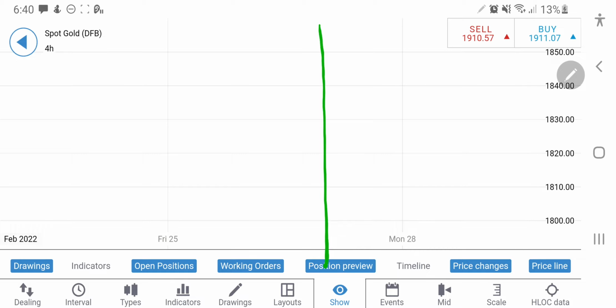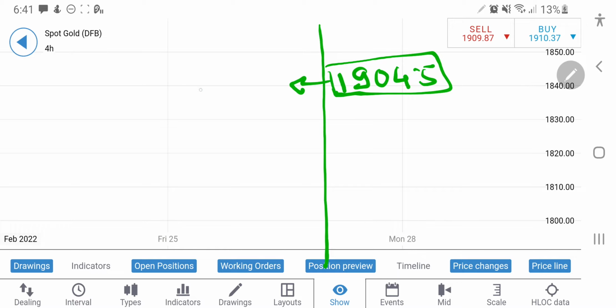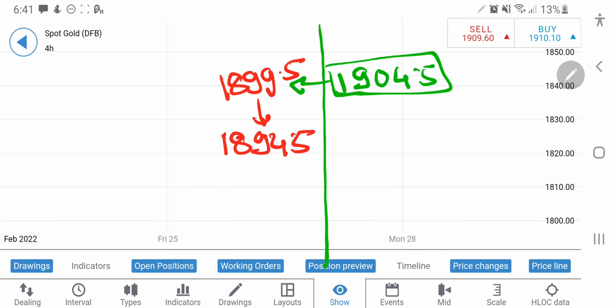Right now I have only one level beyond which one can remain long and below which you can remain short. Below 1904.5, anytime you can go short. Once it is below 1904.5, the target is 1900, or rather I will say 1899.5. Below 1899.5 it will try to hit 1894.5, and below this almost every 5 points it has its support, 1889.5.